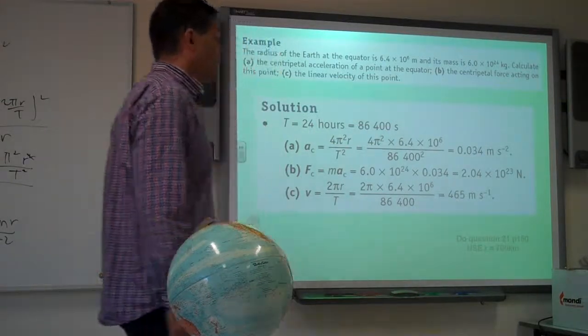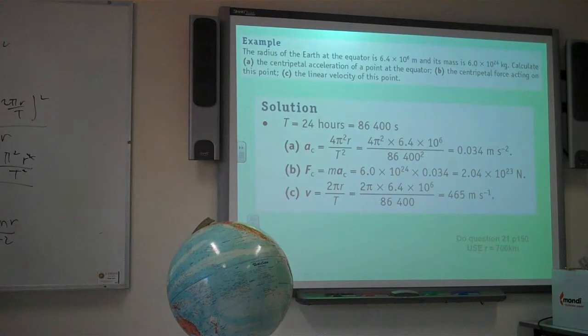Alright, have a go at question 21 on page 150 and use a value of R of 700 kilometres in that one. And I'll continue to look for these.